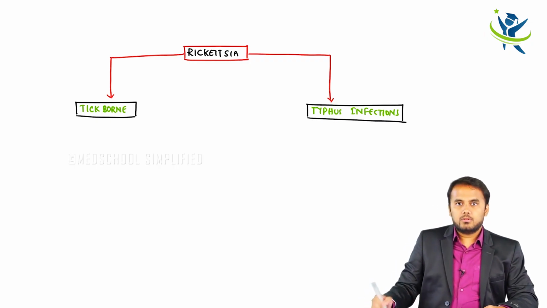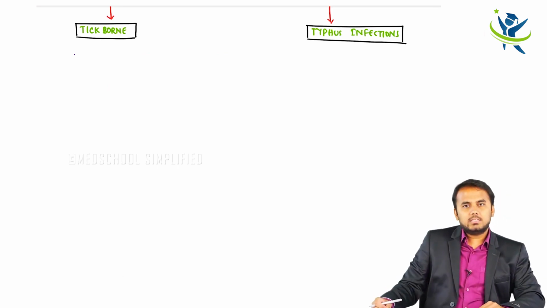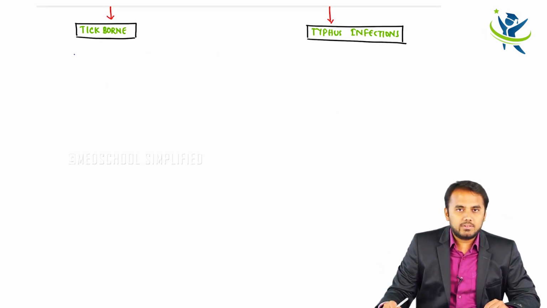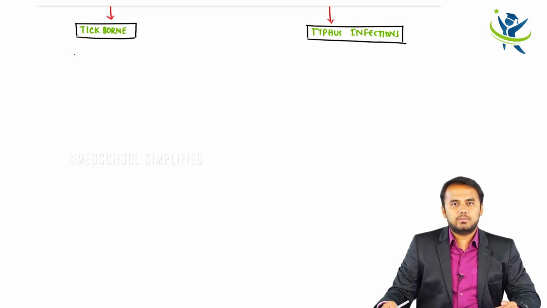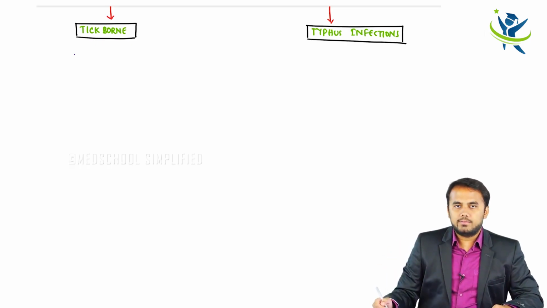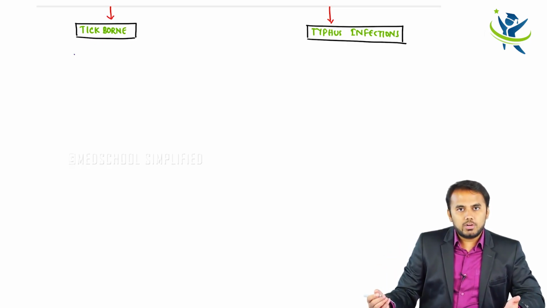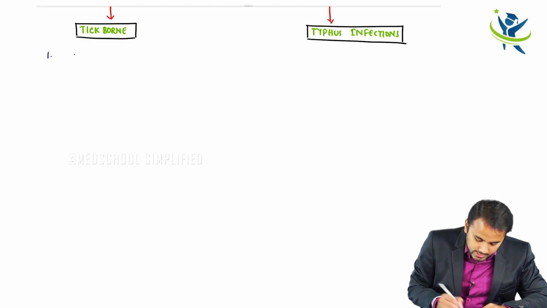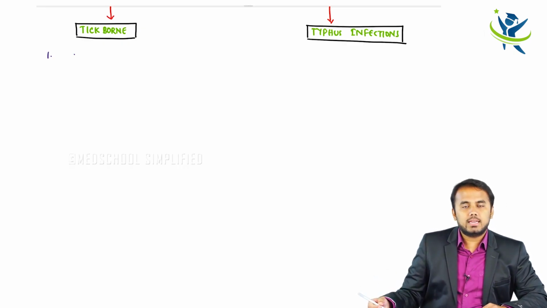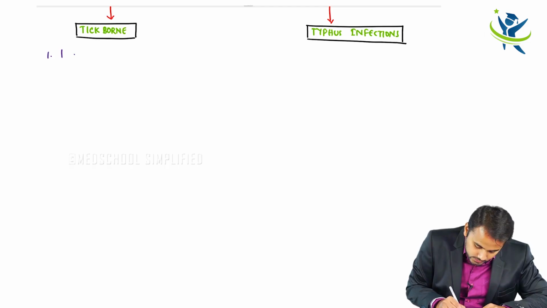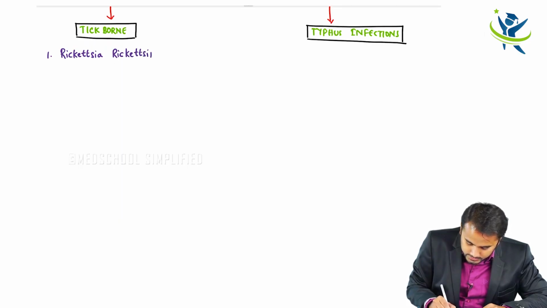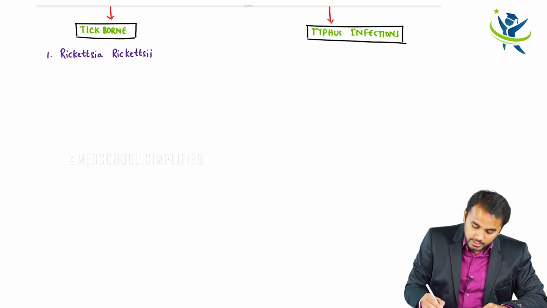Now, one very important thing. Regarding these tick-borne infections and typhus infections, what is the list of tick-borne infections and what is the list of typhus infections? When it comes to the tick-borne infections, the list is as follows. The first infection is Rickettsia rickettsii, right?